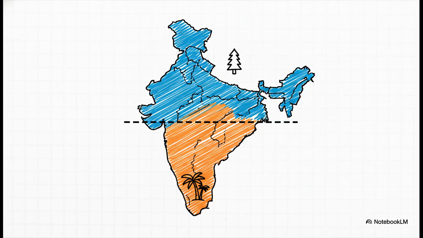Now, this is a very important line of latitude that you must remember for your exam. It's called the Tropic of Cancer. Its value is 23 degrees 30 minutes north, and it passes almost through the middle of our country, dividing it into 2 almost equal halves.